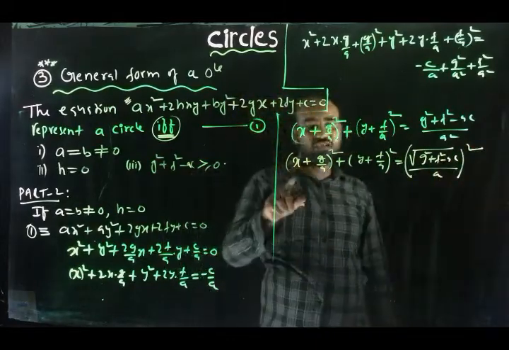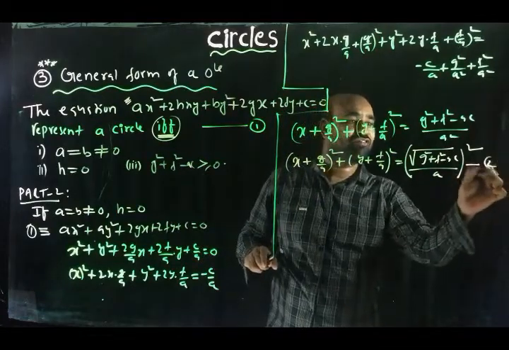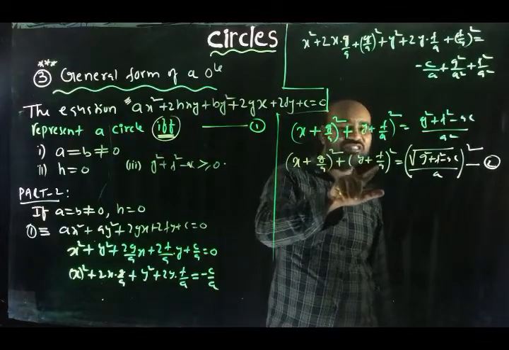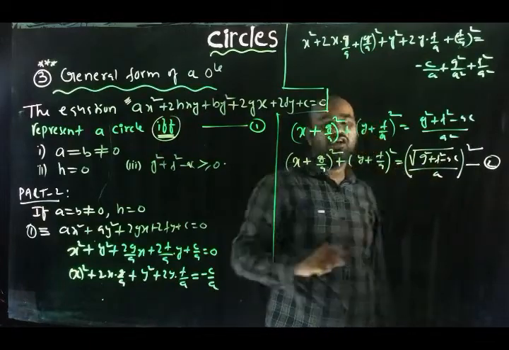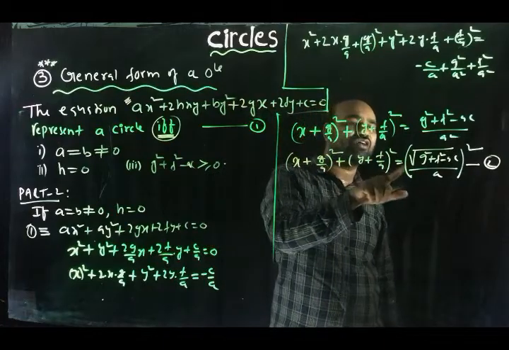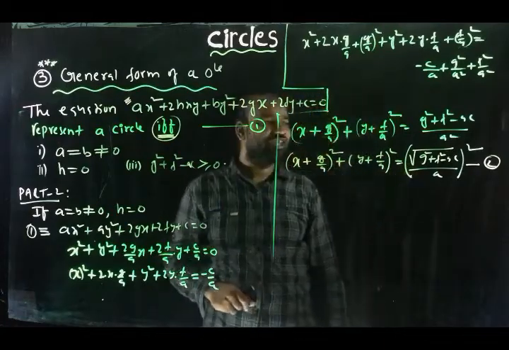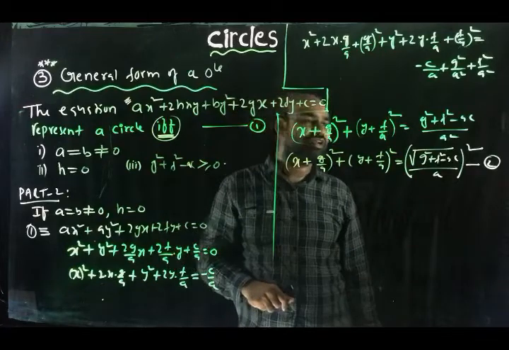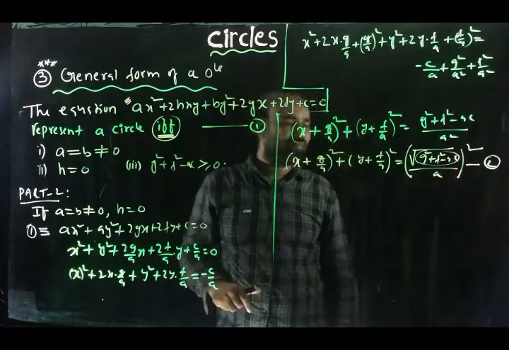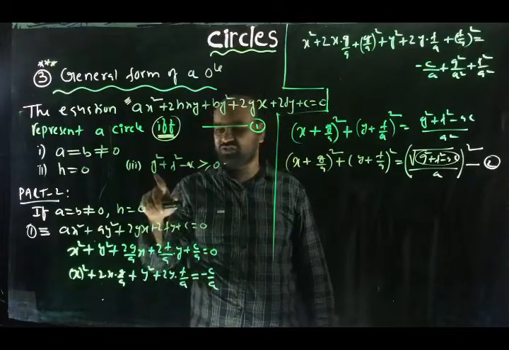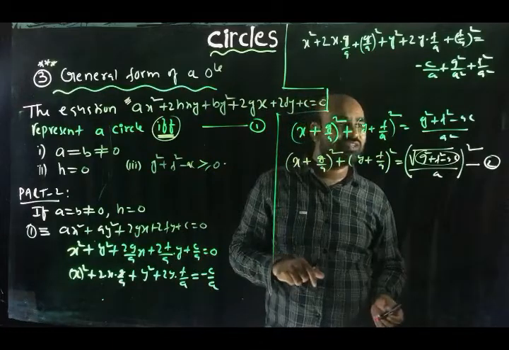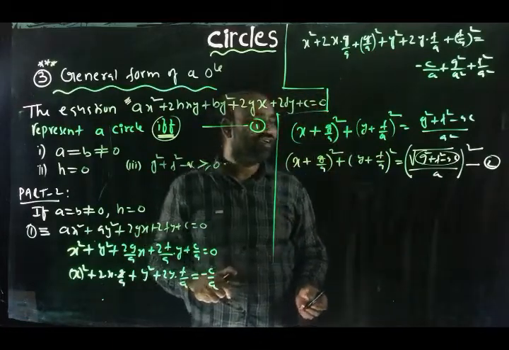Okay. So this second equation is of the form x minus alpha whole square plus y minus beta whole square equal to r square. Already from the standard form, x minus alpha whole square plus y minus beta whole square equal to r square represents a circle whose center is alpha comma beta and radius is r. Here r is a non-negative real number. Already given the condition g square plus f square minus ac greater than or equal to 0. That's why the second equation is representing a circle.